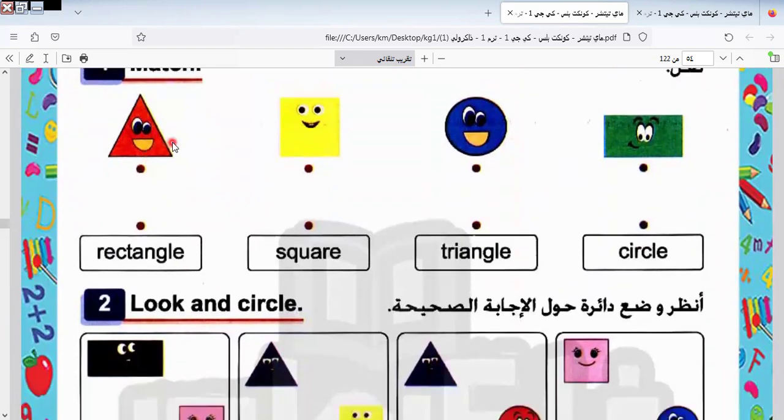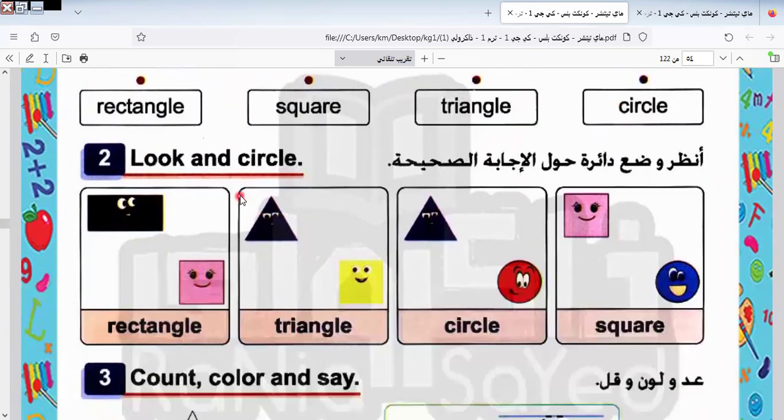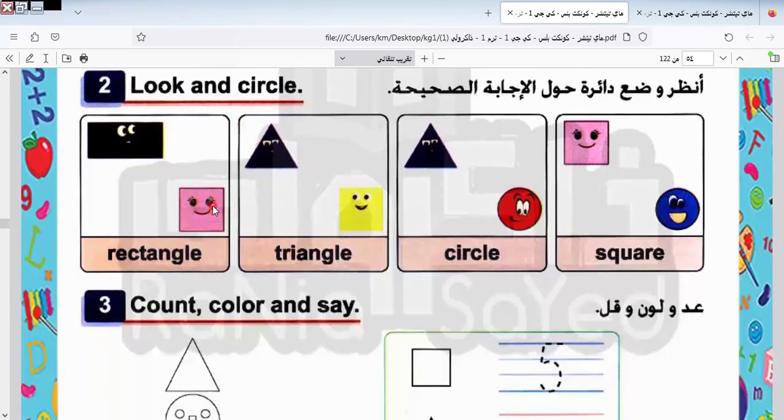Here is triangle. Which one is triangle? This one by this one. Square, this one by this one. Rectangle, this one by this one. Circle, this one by this one. Here we have, look at circle. Rectangle, which one is rectangle? This one. Triangle, this one by this one. Circle, this one by this one. Square, this one by this one.